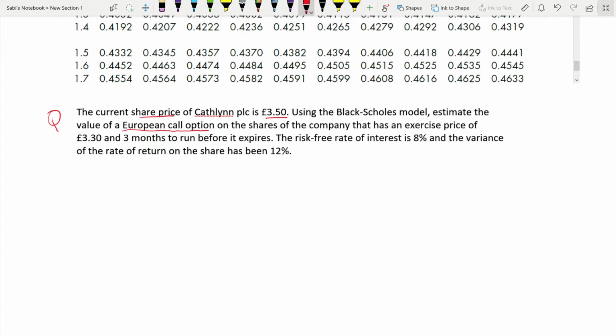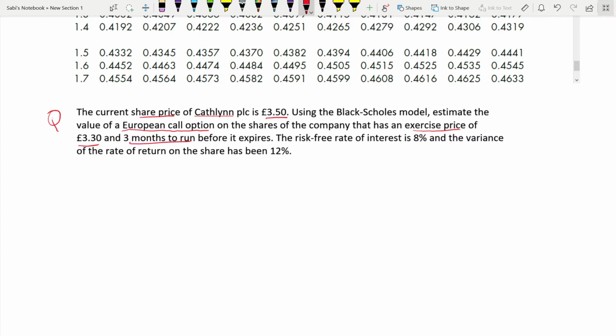But what is a European option or American option will not be asked in the exam. The only important thing that will be asked is the calculation of the value of the option. Okay, call option. And if it's a put option, there is another formula to calculate put option, which we saw previously. But this question is just for call option. And the exercise price is 3.3. Three months to run. That means this is the time that they have given you.